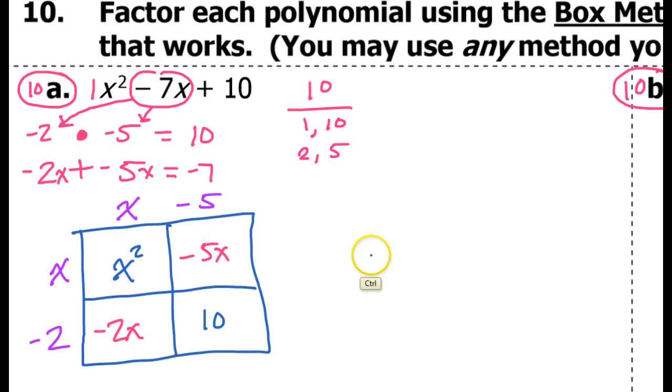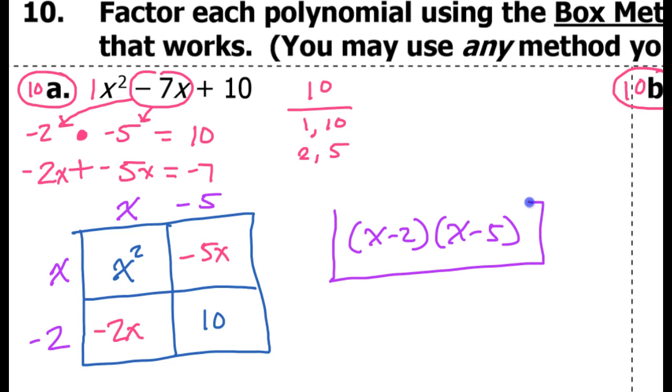So this gives us a binomial times a binomial. X minus 2 from the left and x minus 5 from the top. And this is the final answer. So that's how you factor using the box method.